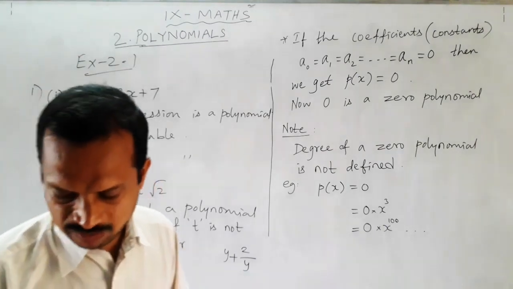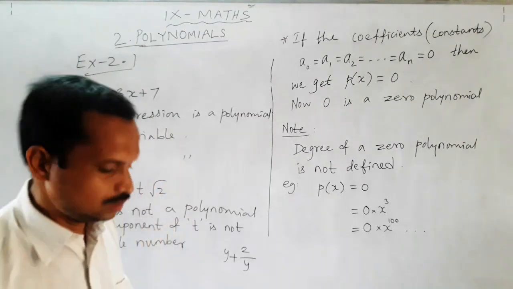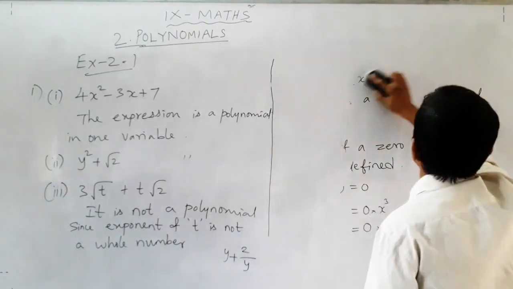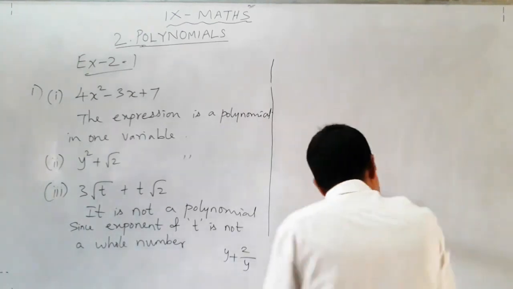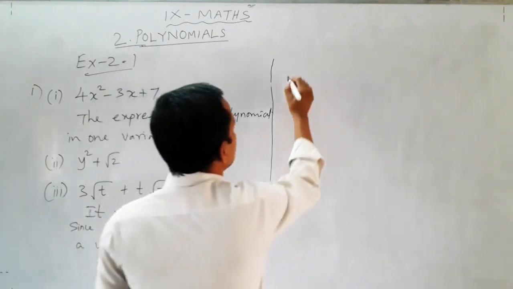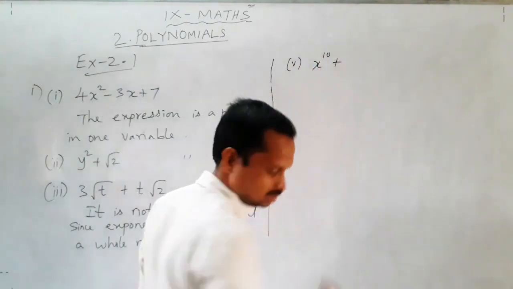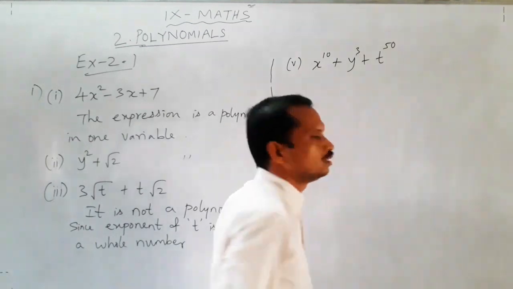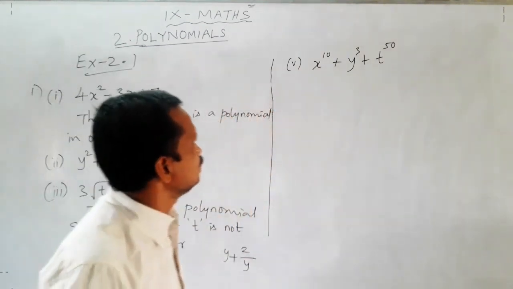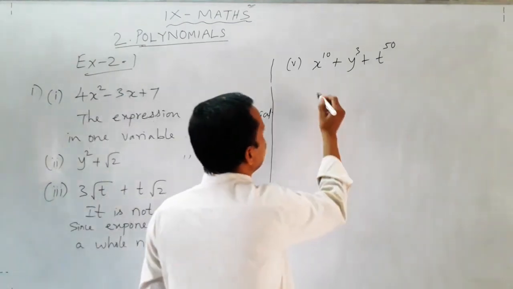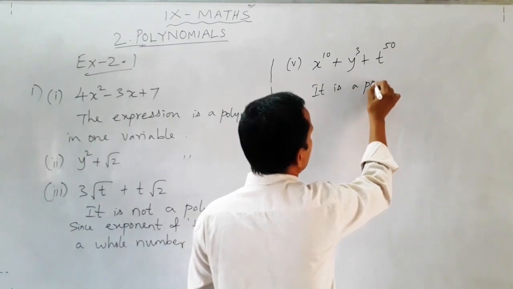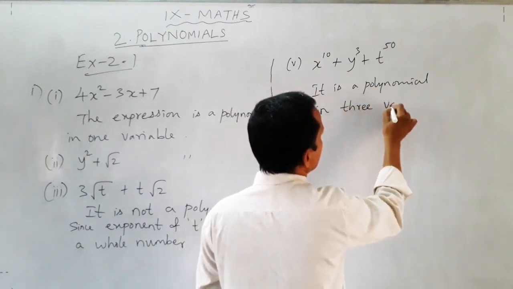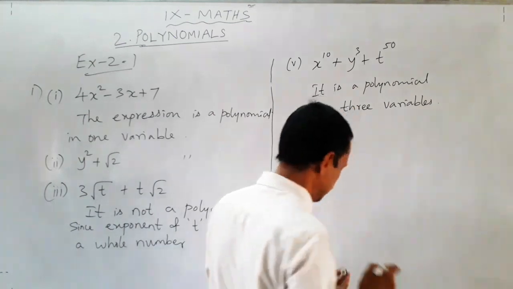And then coming to the next one, x power 10 plus y cube plus t power 50. For that we have to take, it is not a polynomial in one variable. You see, x, y, t. So 3 variables are used there, but it is a polynomial. Clear? Option 5, x power 10 plus y cube plus t power 50. Either the power is more, but it is a polynomial, but not in one variable. It is a polynomial in 3 variables, not in one variable. Clear? x, y, t are 3 variables.